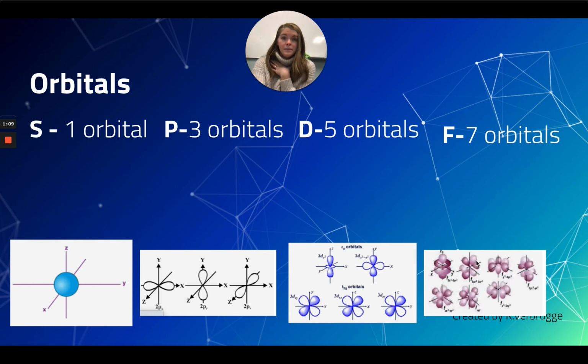Excuse me, I have the hiccups. And it's very difficult to draw. You're never going to have to draw anything like this because it's kind of complex to draw these in their orientations. I just want you to know what an s, p, d, and f orbital are.